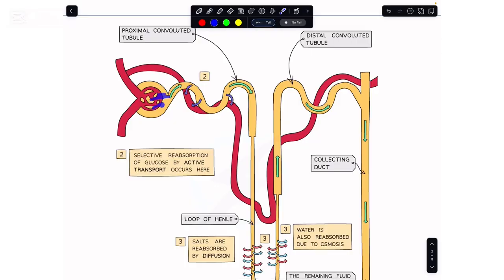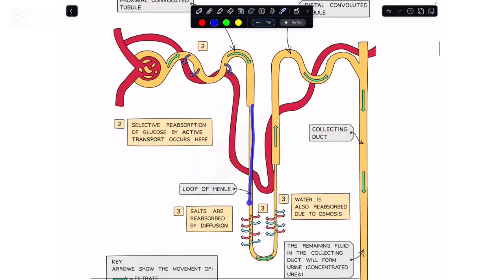So here we have done the ultrafiltration. Here we have the proximal convoluted tubule, where we would reabsorb all of the glucose, all of the amino acids, most of the water, minerals and vitamins, here in the PCT. The glucose and amino acids specifically would be reabsorbed with the help of active transport. When I come to the loop of Henle, here we would absorb the ions and salts by diffusion, and the water would be reabsorbed by osmosis.